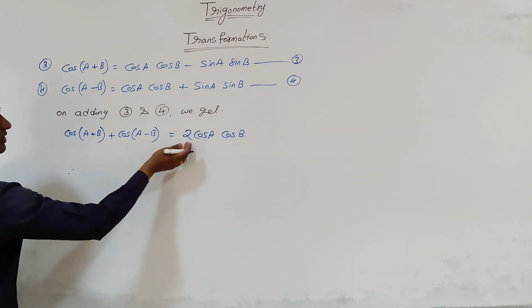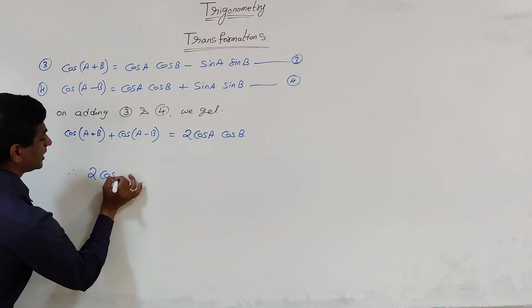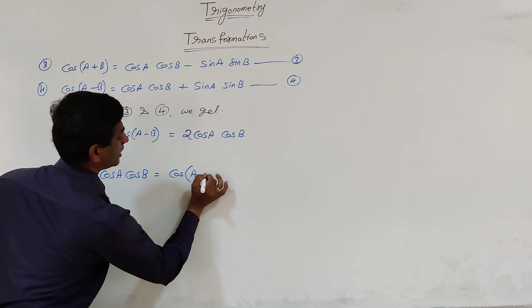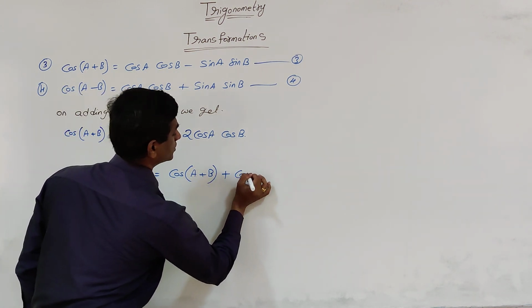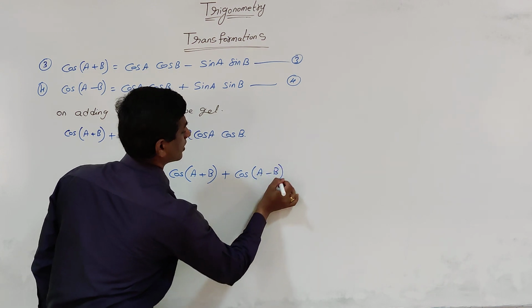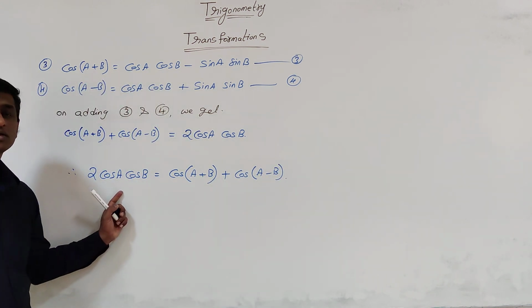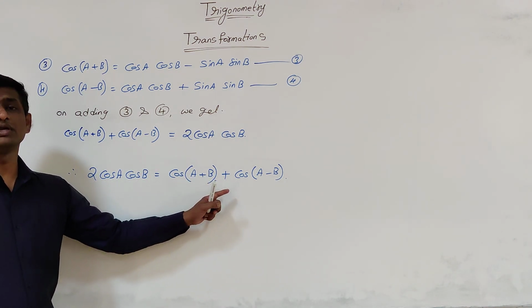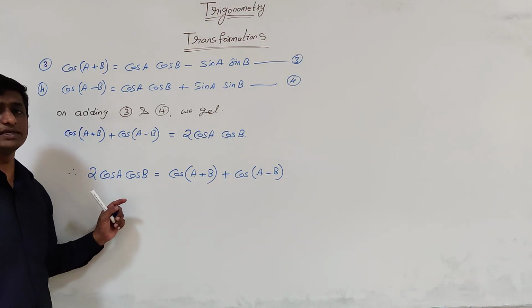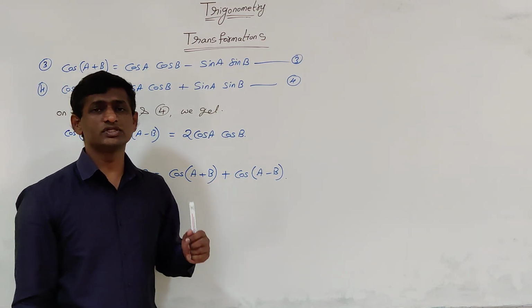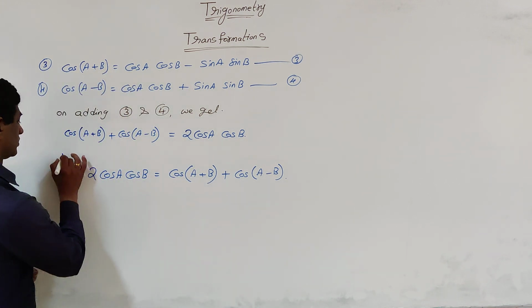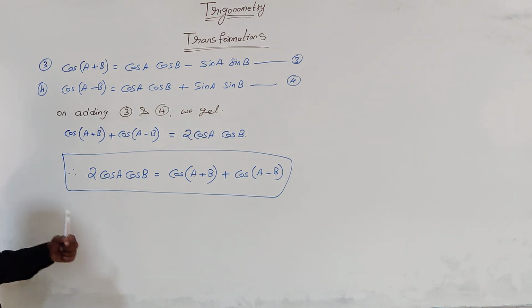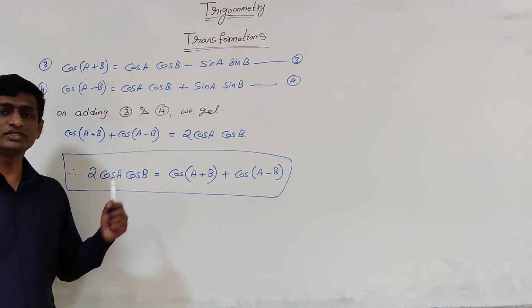If we rewrite, 2 cos A cos B can be written as cos of A plus B plus cos of A minus B. This is the product transformed to the sum of the trigonometric ratios. Whenever we come across 2 cos A cos B, we can replace it with cos of A plus B plus cos of A minus B. So this is one more transformation, that is product to sum. Next, what happens if we take the difference? We'll see the difference now.